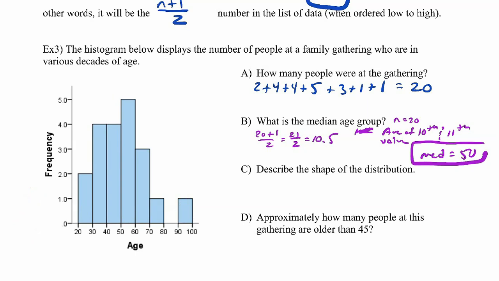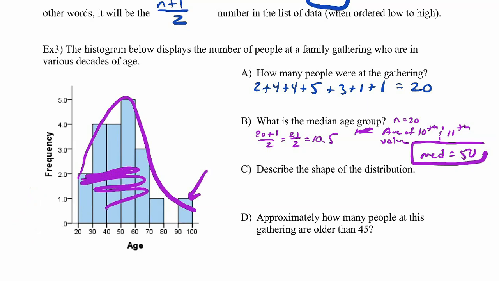Now, describe the shape of the distribution. I did that already. The bulk of the data is over here, and one high value is bringing up the average. So it's slightly skewed right, or you could call it positively skewed.